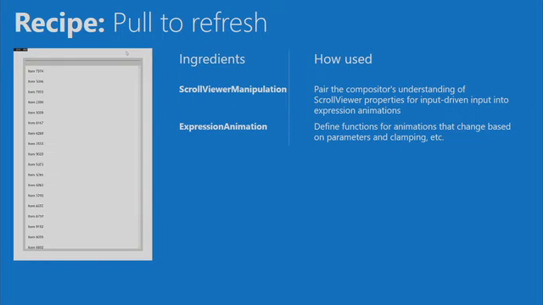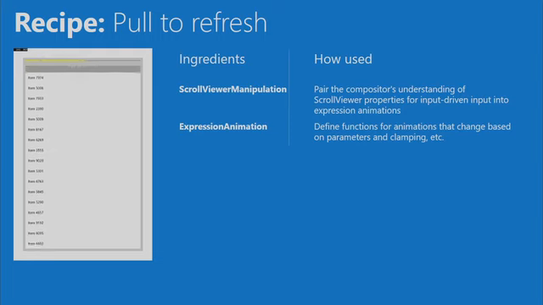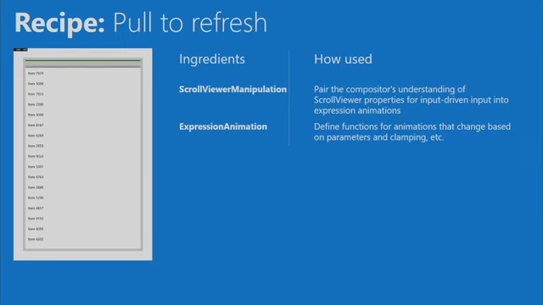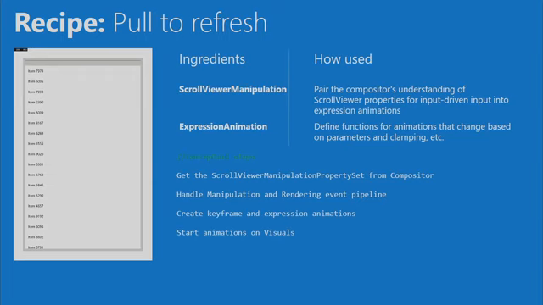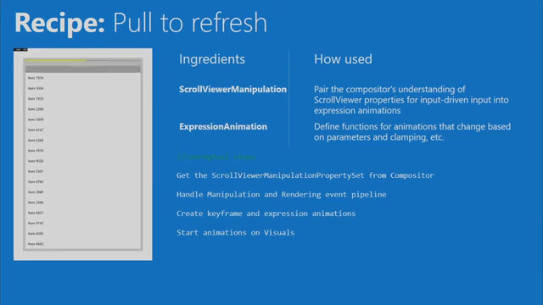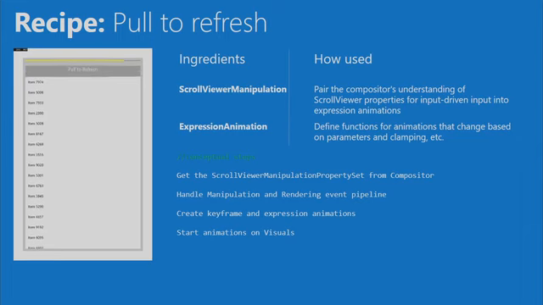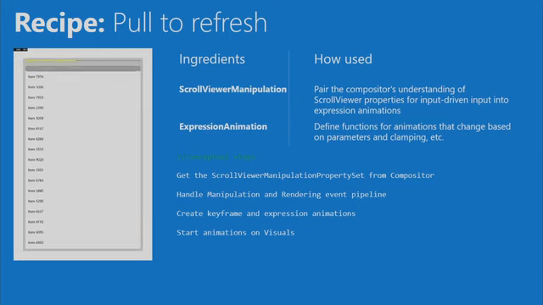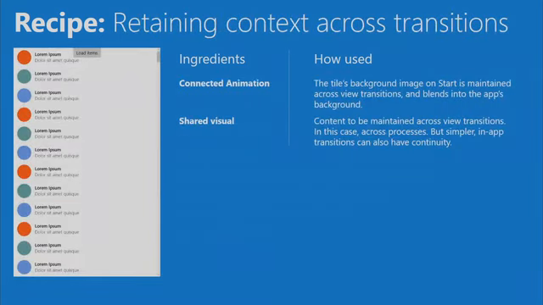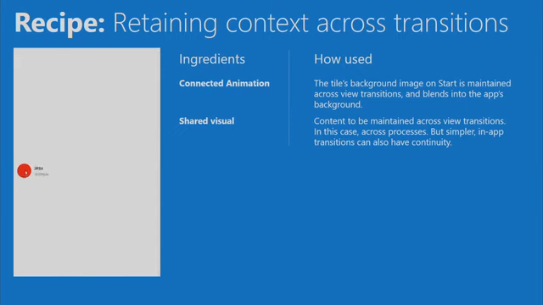So again, using the visual layer and the integration we have, we're going to show you how you can use the visuals integration with scroll viewer properties in order to get those input-driven interactions and create a pull to refresh experience on list view. And again, we'll talk about properties that the compositor and the visual layer automatically know about on XAML scroll viewers, and how you leverage those properties and handle the manipulation in the rendering event pipeline, and again, using those animations. Pull to refresh, yes.